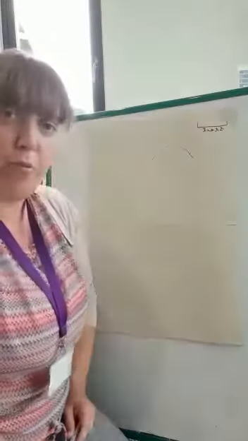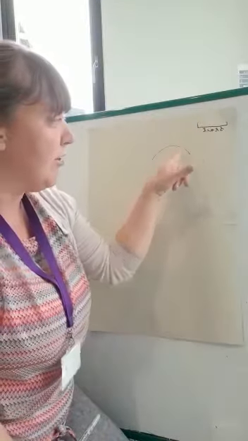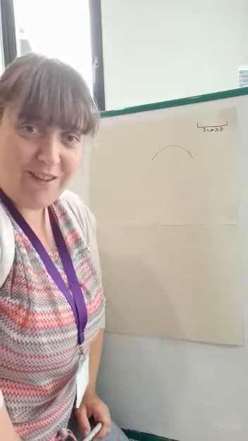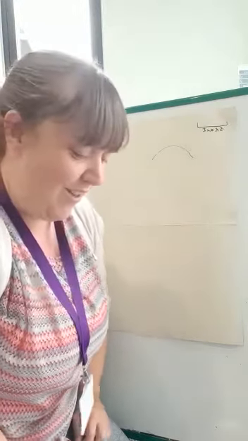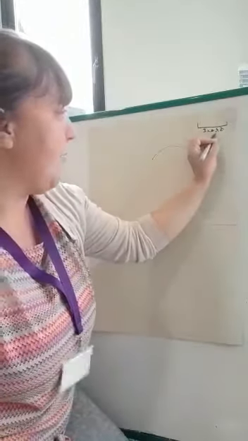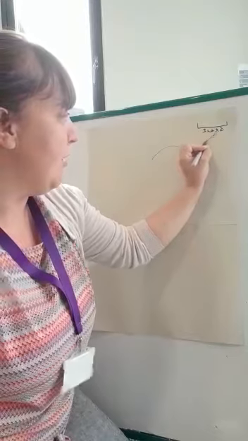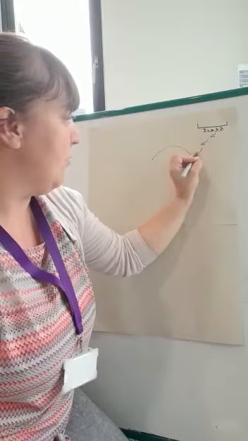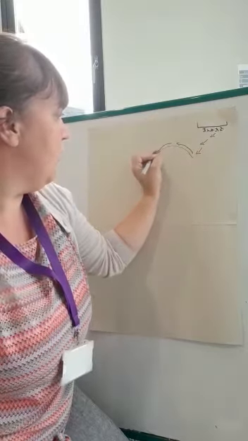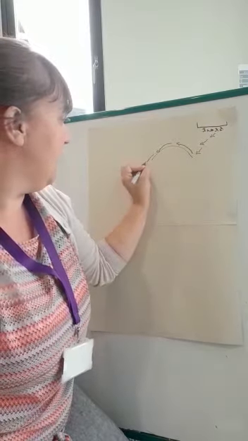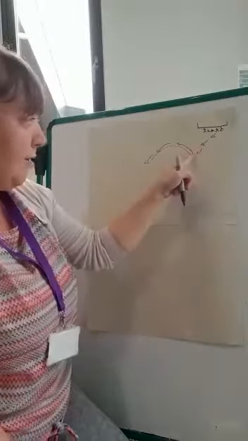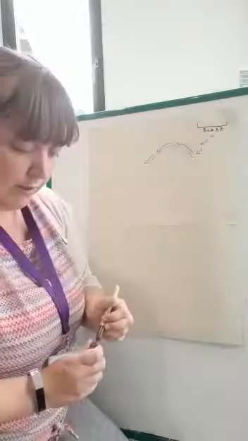Now, how do I know how to get from the start to the hill? Anyone got any ideas? Okay, that's right. I think I need a path. So this is going to be my path, and there's going to be some arrows to show me the way to go. And then it goes over the hill. Okay, so I start here, I go along the path, and then over the hill.